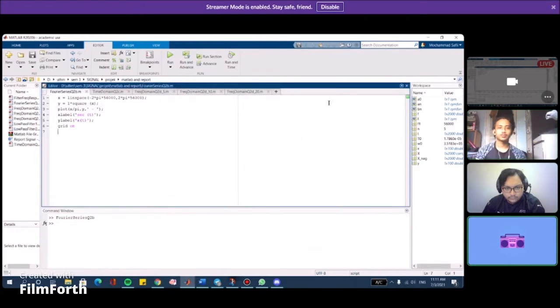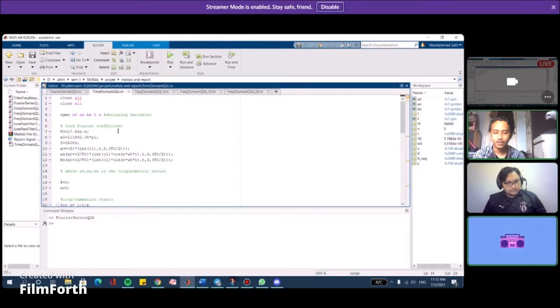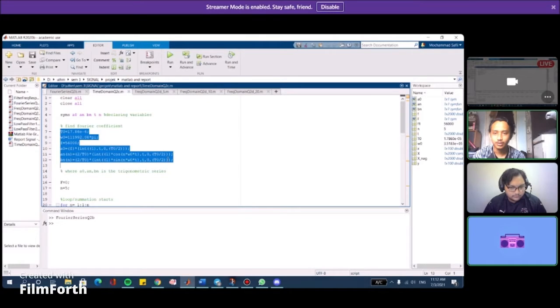Next, here I have highlighted equation 1. I have also highlighted here the base parameters that we have to calculate from manual calculation.